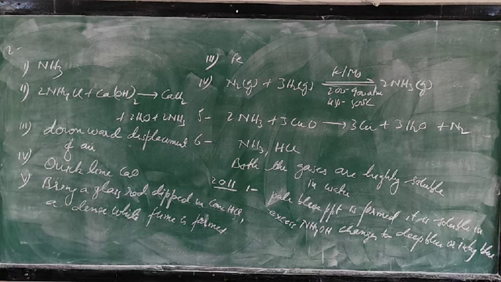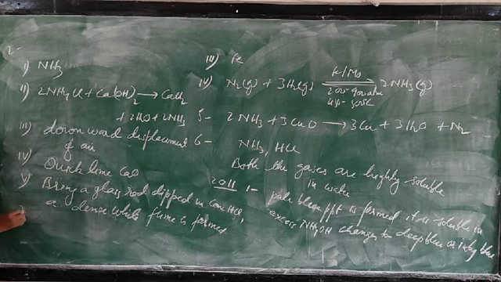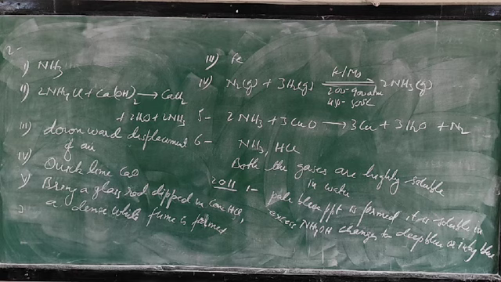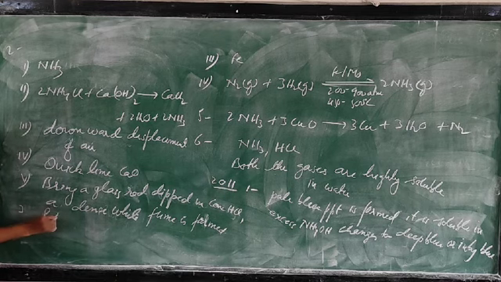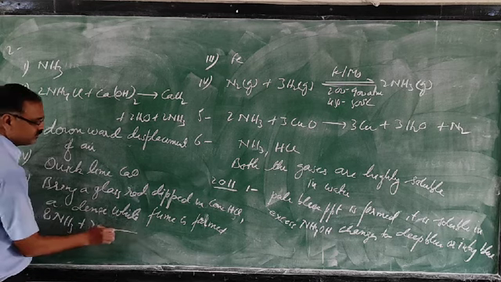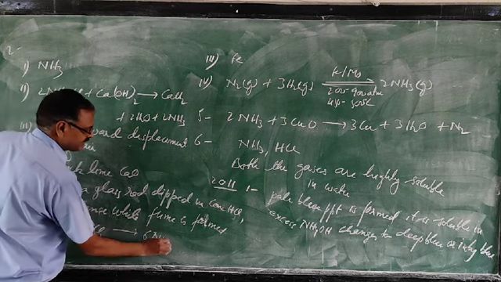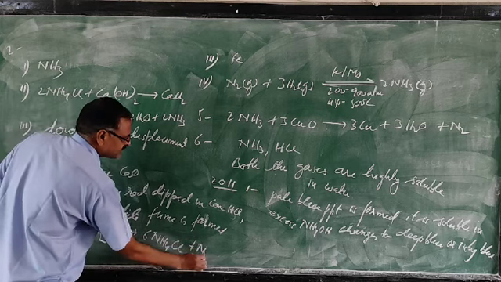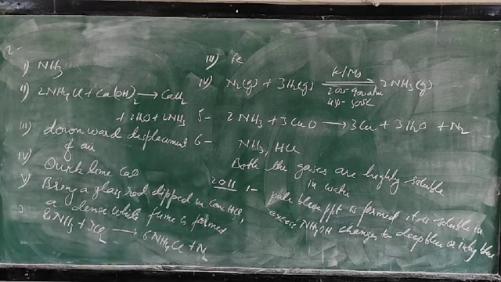Now the third one: write a balanced equation for chlorine reacting with excess ammonia. So, with excess ammonia, 8NH3 plus 3Cl2 will give 6NH4Cl plus N2. Now this fourth one is not in the syllabus.